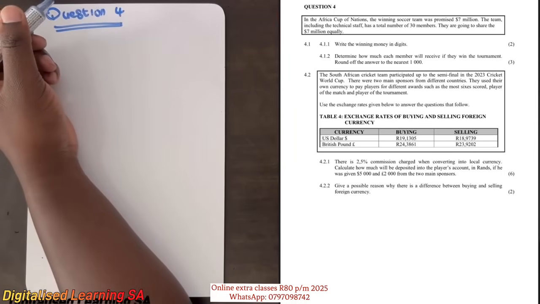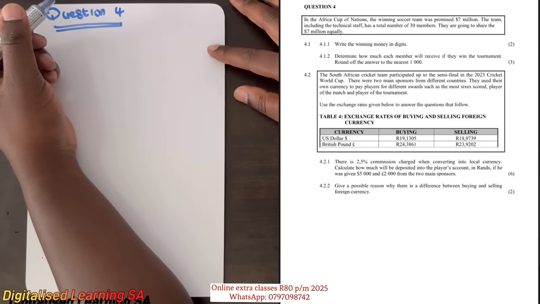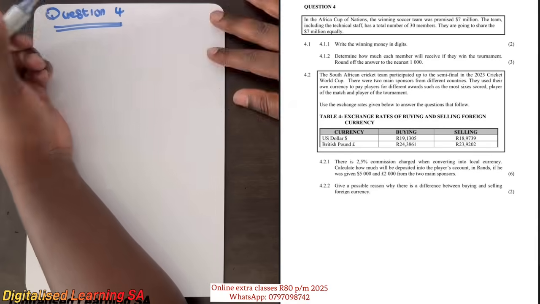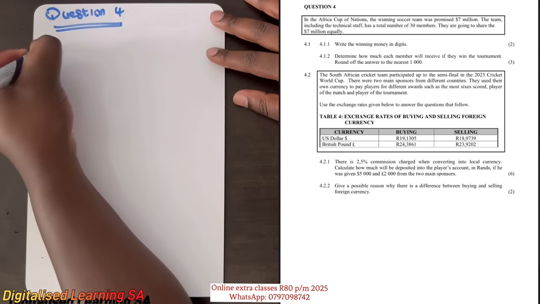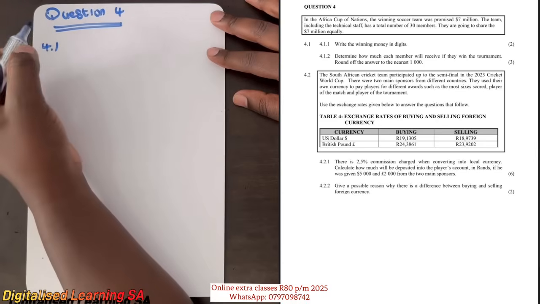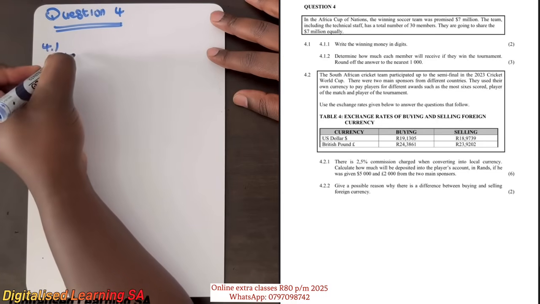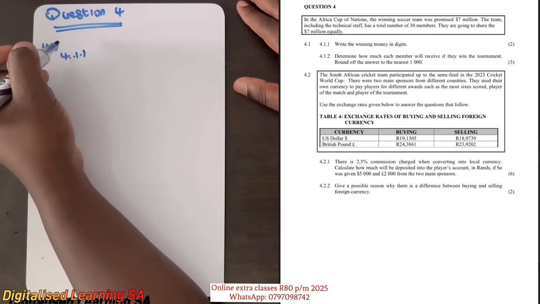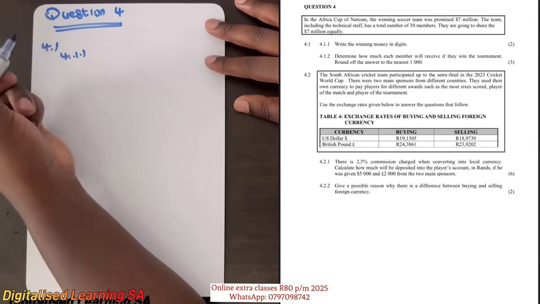So we are told that in the African Cup of Nations, the winning soccer team was promised $7 million. The team, including the technical staff, has a total number of 30 members. They are going to share the $7 million equally. So now let's go ahead and answer questions provided. So we are going to start with 4.1, and we have 4.1.1. So the question says that write the winning money in digits. So it's $7 million.